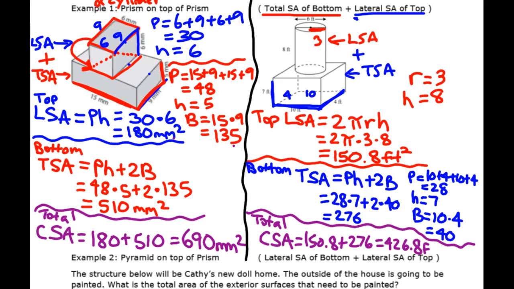426.8 feet squared. This one was also feet squared. All right. So there's a lot to do there, but it's lateral on the top, total on the bottom, add them up. Okay. I'll leave that up there for a minute, and then we're going to do example 3, so you can see after 3.